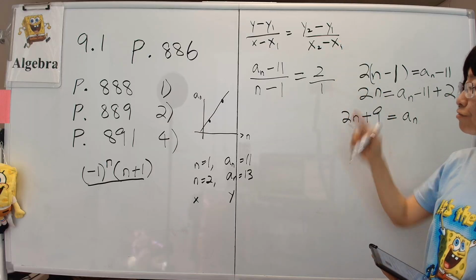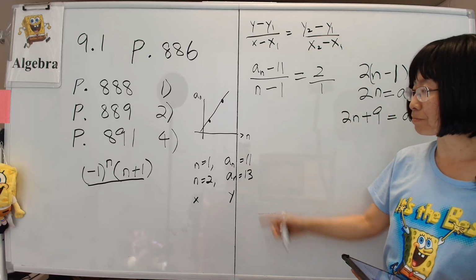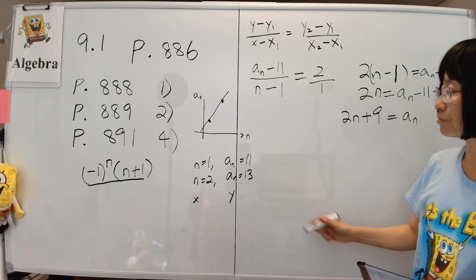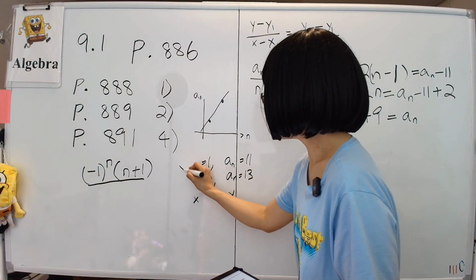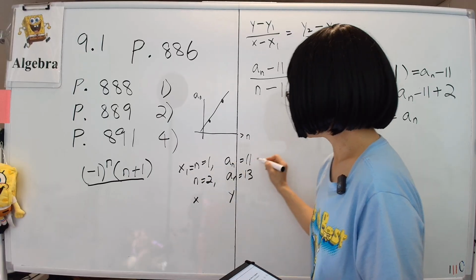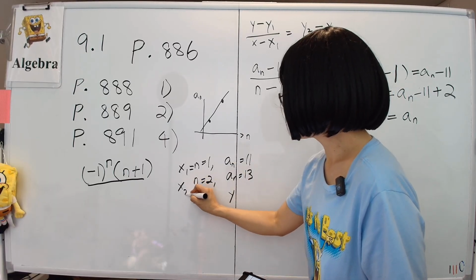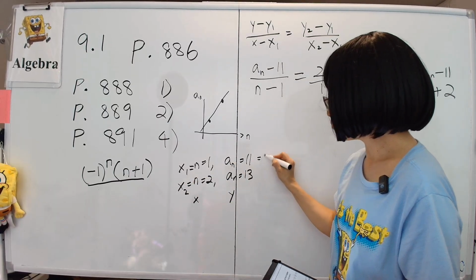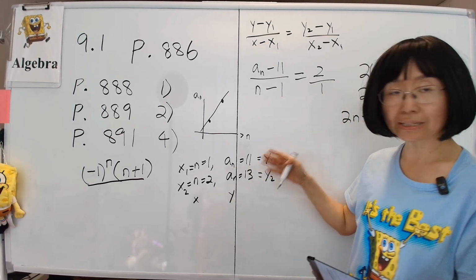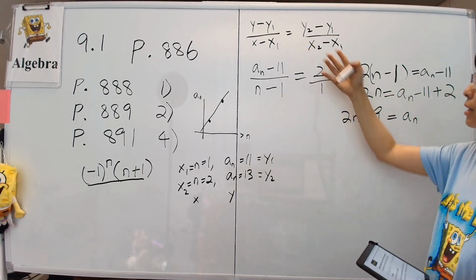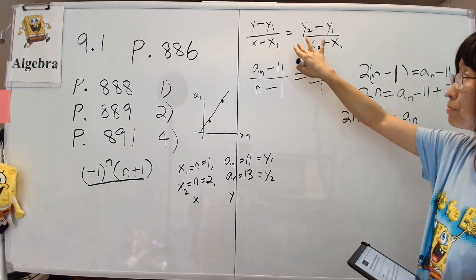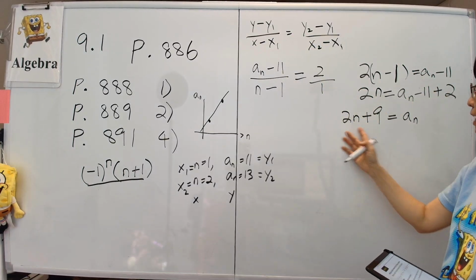This is the standard formula. Even if an is some weird number, it makes no difference. So this will be x1, and then this is x2, and this is y1 and y2. If you follow this formula, this is a linear relationship. This is the old formula that should be memorized. This is used all the time, even here.